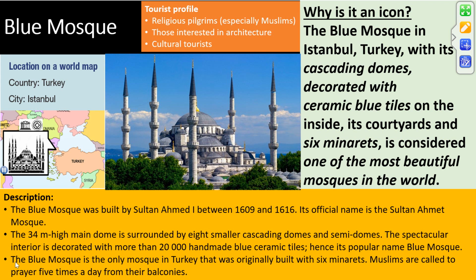This is the only mosque in Turkey that was built with 6 minarets. Now, if I can just draw your attention to the image on your screen, you will see those towers that are located around the mosque. Those are the minarets, and it is from there that Muslims are called to pray 5 times a day.